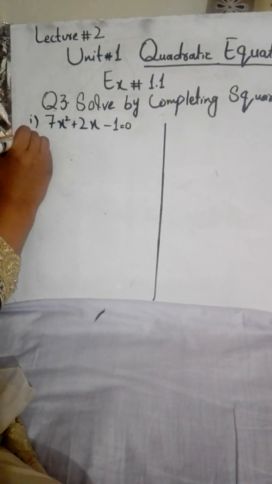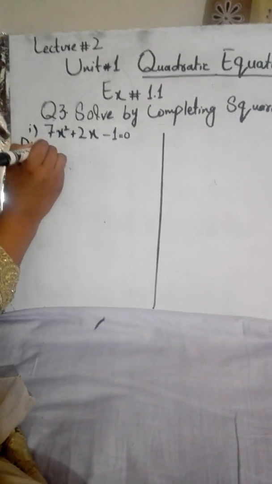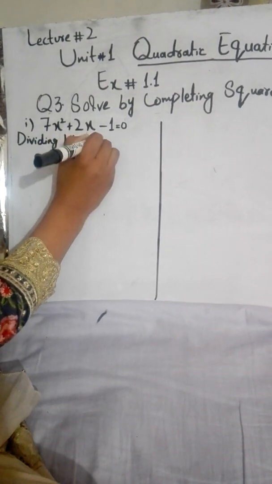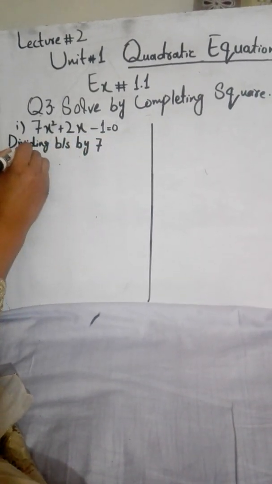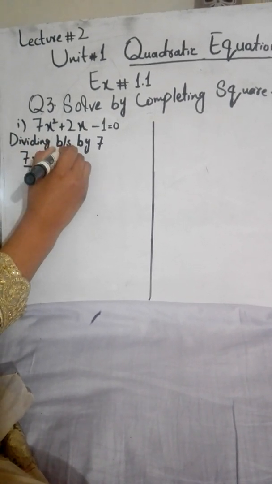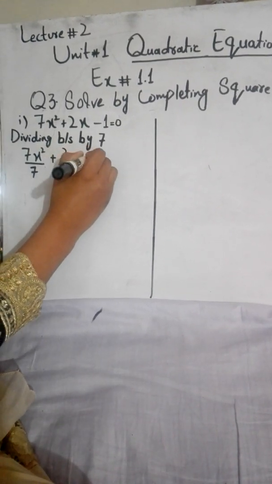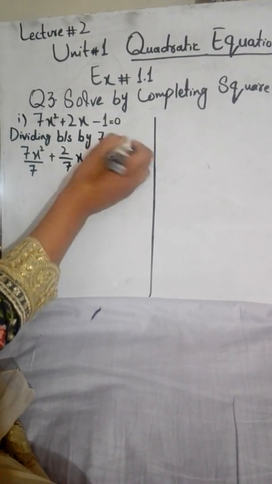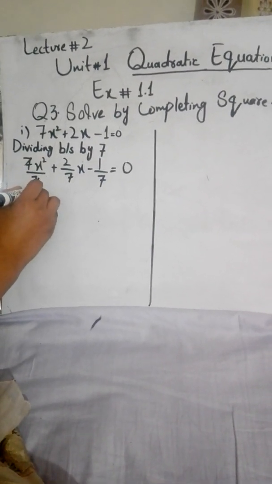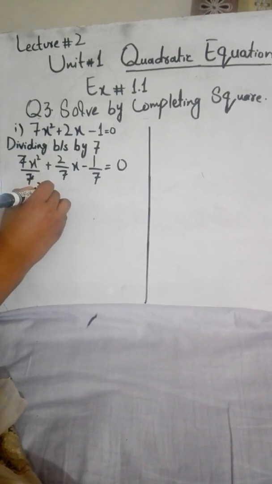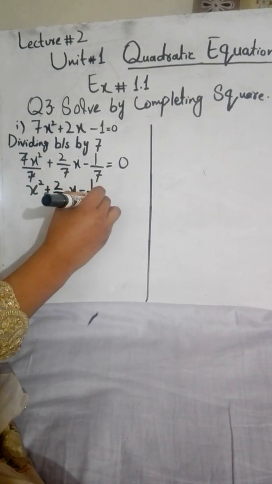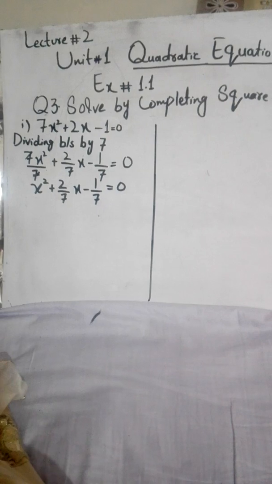So the first step will be dividing both sides by 7. 7x square by 7 plus 2 by 7 minus 1 by 7 and 0 by 7 equal to 0. So it will be cancelled out. The equation will be x square plus 2 by 7x minus 1 by 7 is equal to 0.